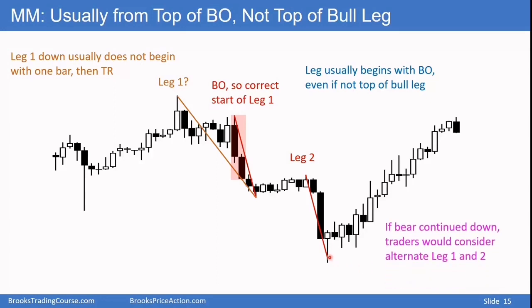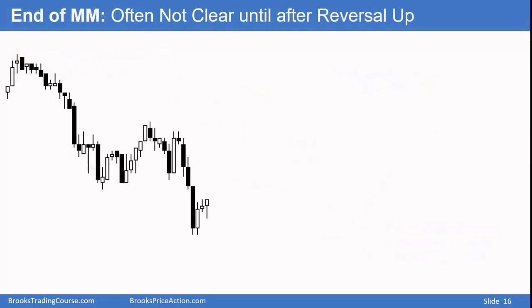If it fell below this point, then bears would start looking for other ways to draw the projection, and instead of using this for the start of leg 1, they would then look at this, and that would give a target lower down. A lot of times, the end of the measured move is not clear until after there's a strong reversal up.